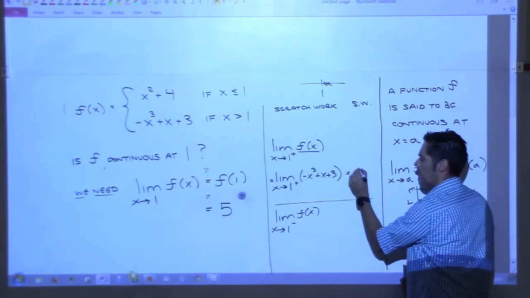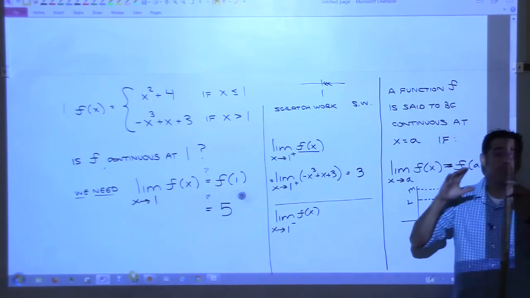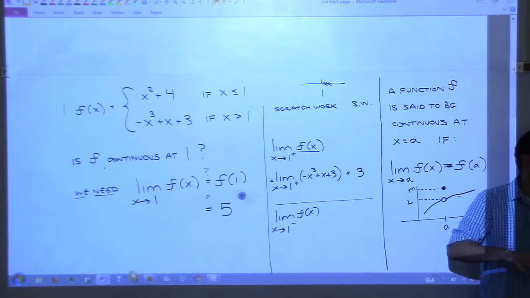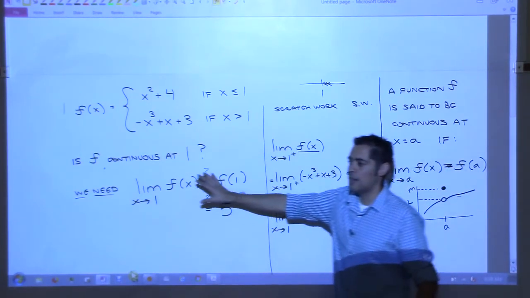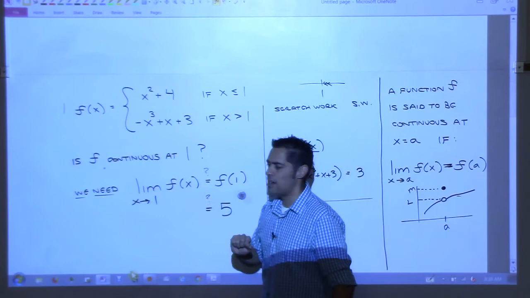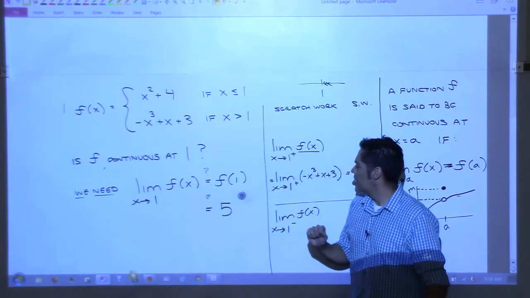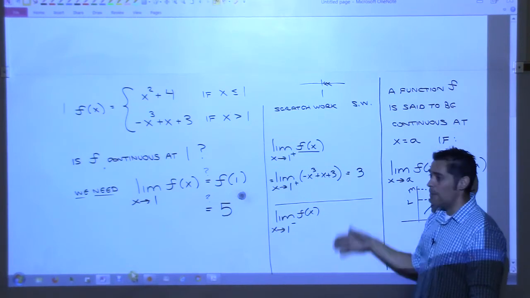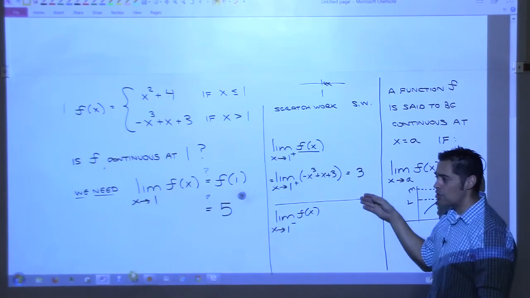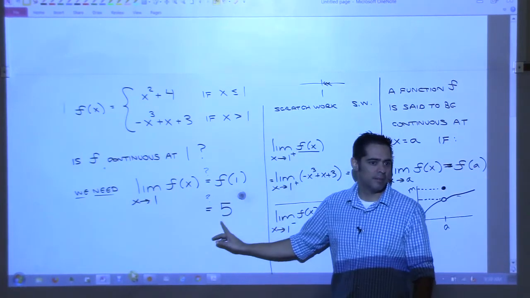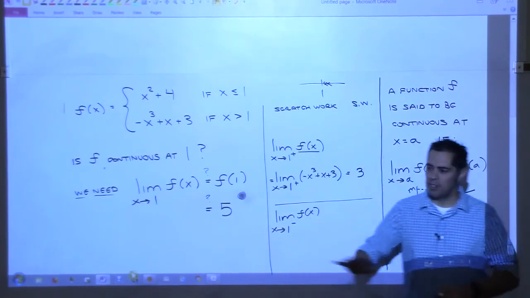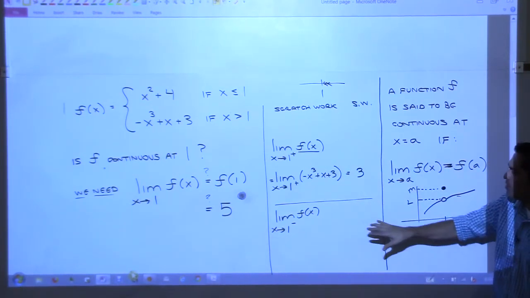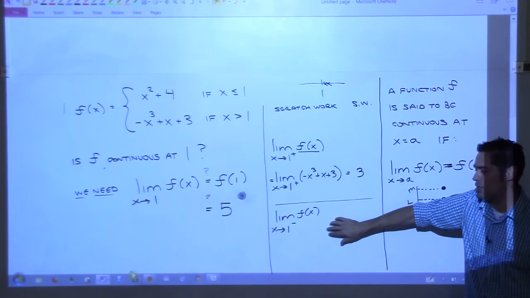Okay. I can already, at this point right now, say that this is not continuous. Why can I say it's not continuous? Yeah, because even if this one came out to be 3, the limit would exist then, right? Because these two would match, but it doesn't match 5. So it's already dead in the water.